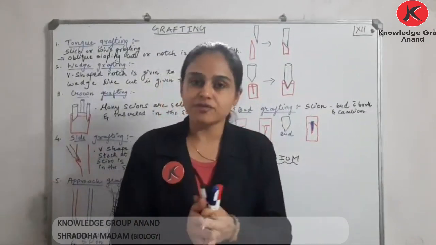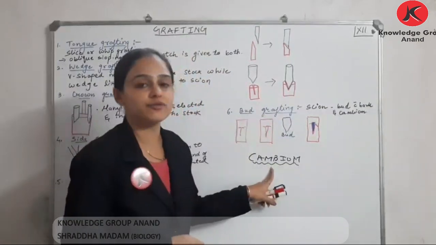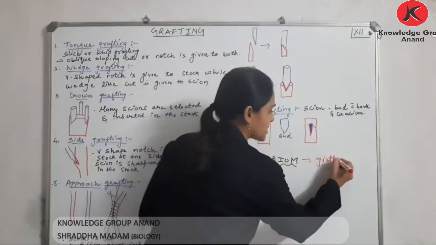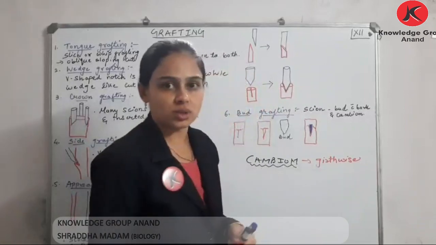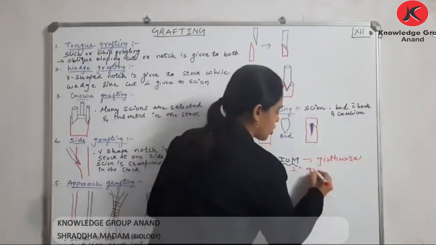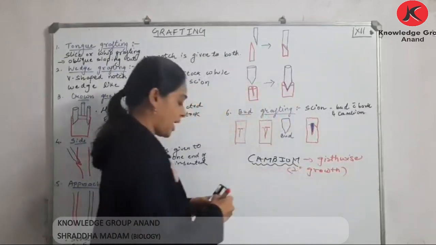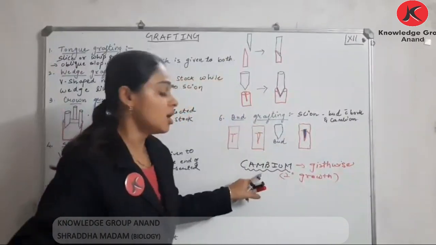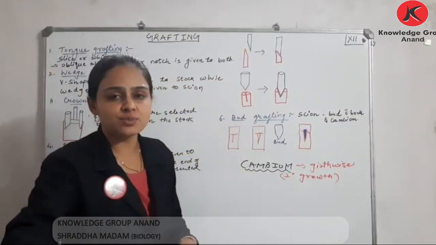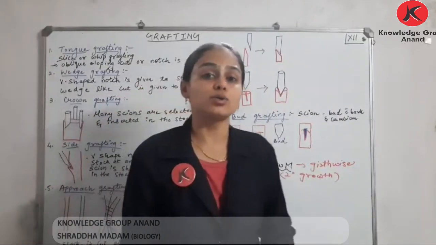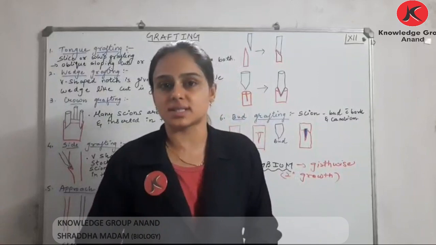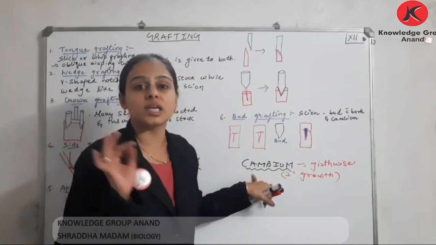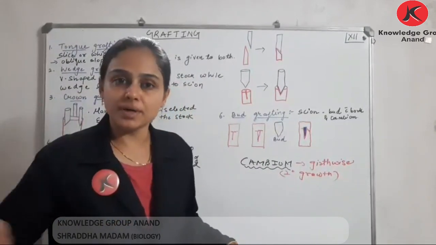So this grafting is successful in those plants which have cambium, and what is the purpose of cambium? It is responsible for girth-wise growth, and girth-wise growth is called secondary growth. We studied secondary growth fully in the Anatomy chapter. So first, I told you that grafting is very useful in those plants which do not root easily or have a weak root system. Second, it is successful in plants having cambium. I hope you understood the purpose of grafting.